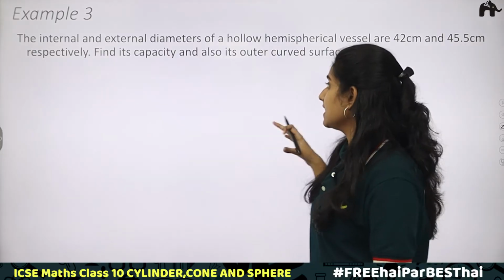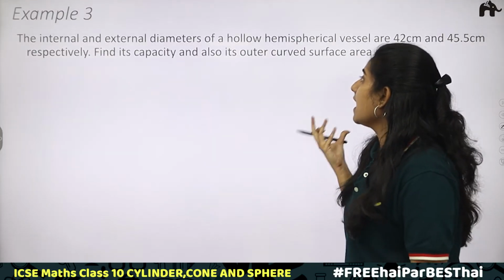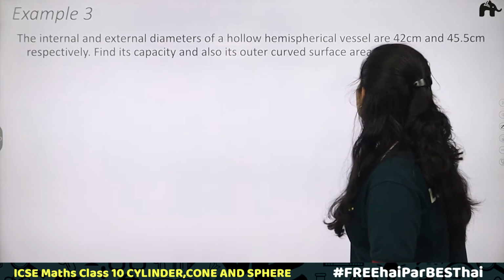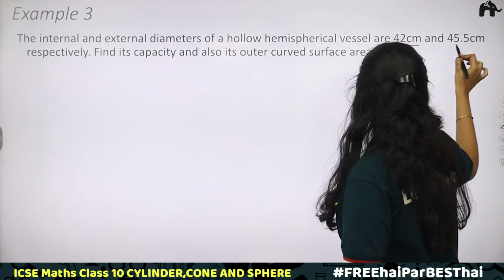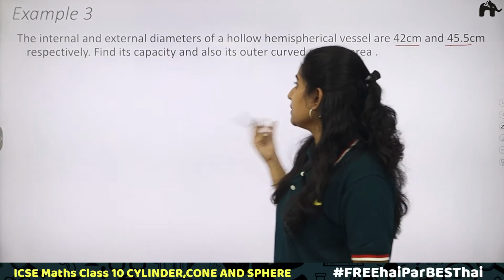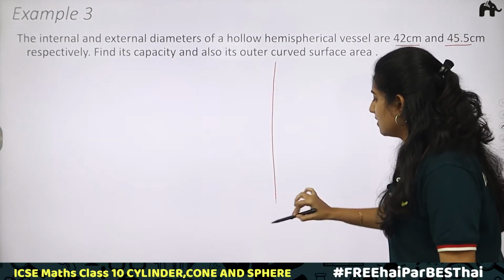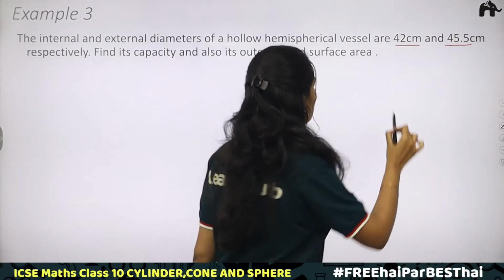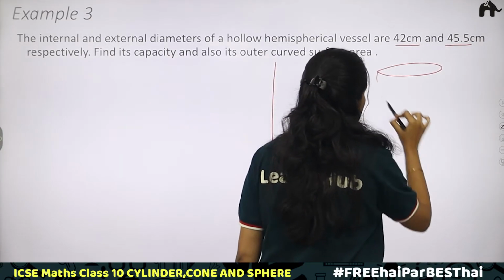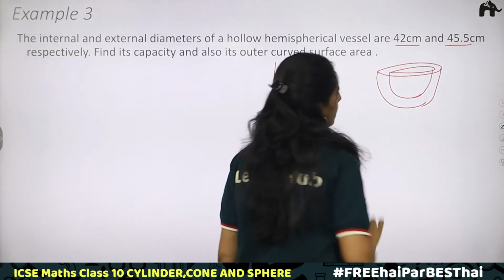Okay, let us take an example that is related to the hemisphere. The internal and external diameters of a hollow hemispherical vessel are 42 cm and 45.5 cm respectively. Find its capacity and also its inner curved surface area. Okay, we have a hollow hemisphere. So this is a hemisphere, and when it is a hollow hemisphere, it will be like this.